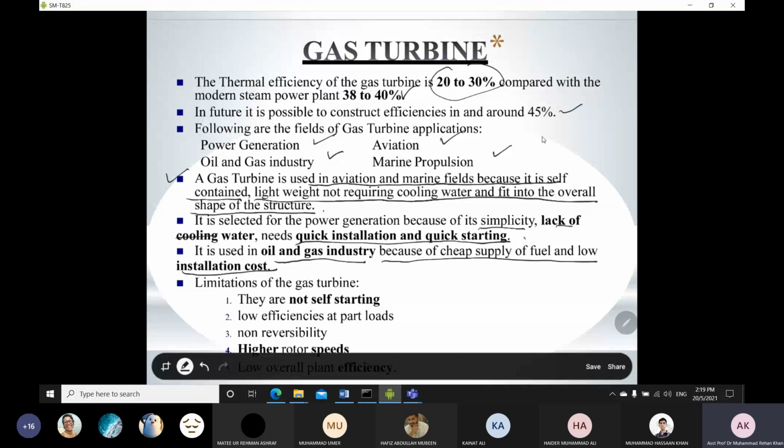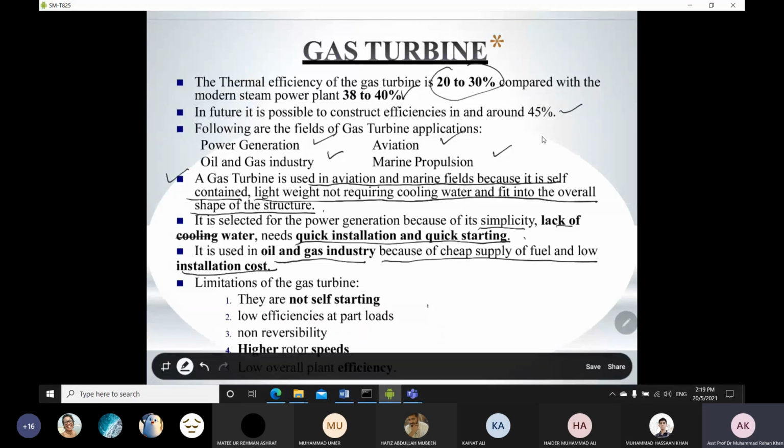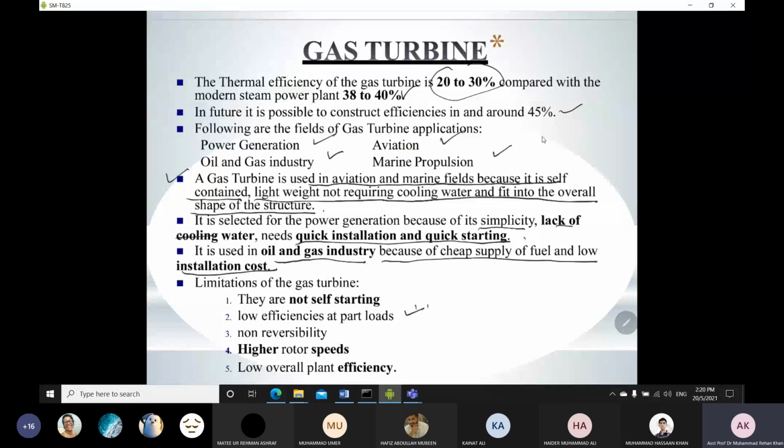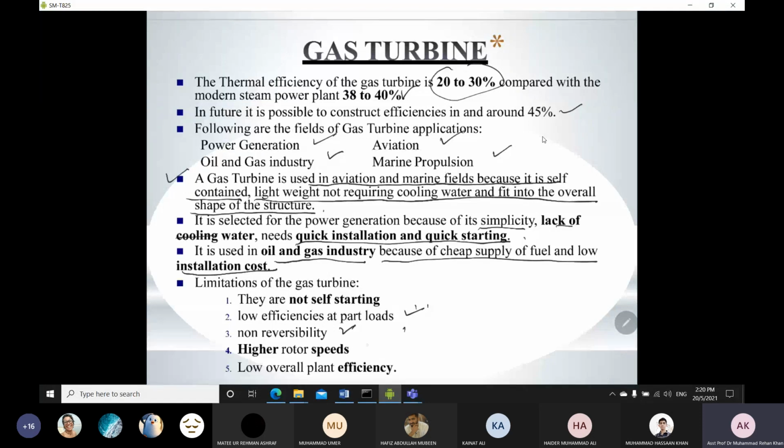So some limitations are also associated with gas turbines. They are not self-starting, so starting a gas turbine is very difficult as compared to diesel or any other type of engine. It has low efficiency at part loads, and there are many irreversibilities associated with gas turbines. Another drawback is high rotor speed.